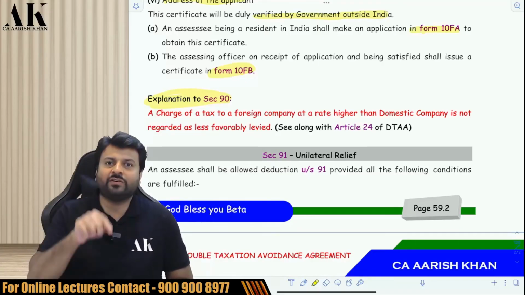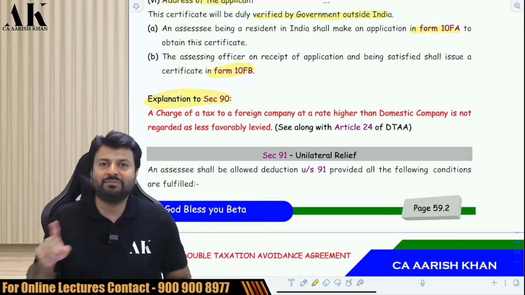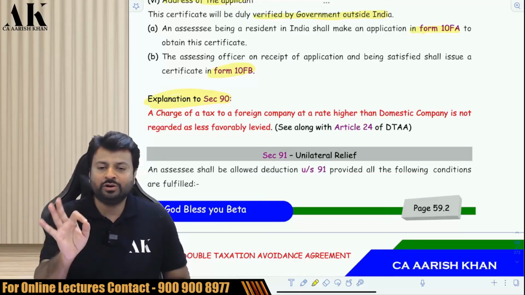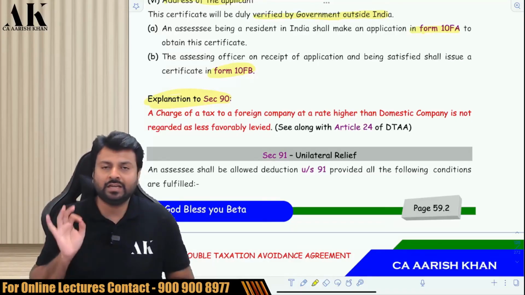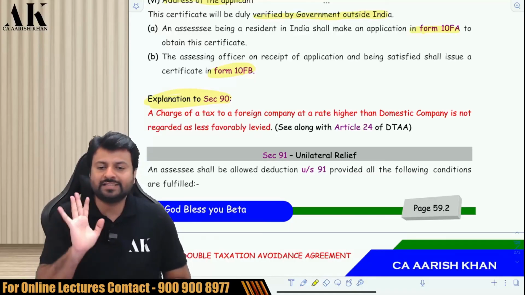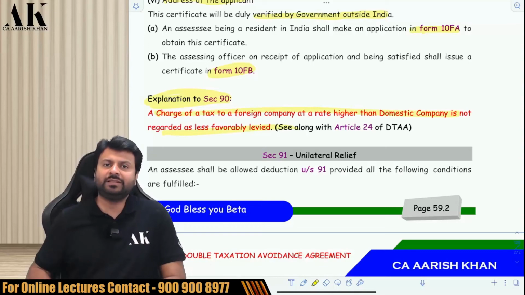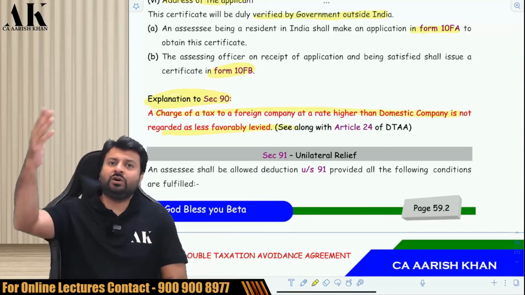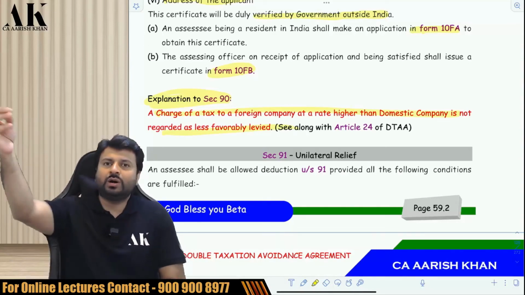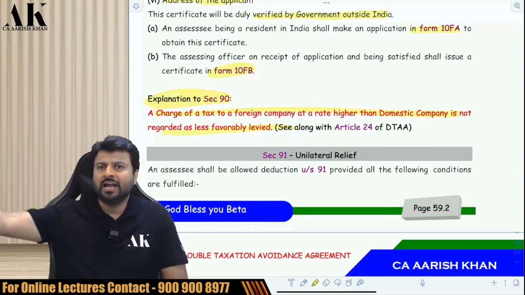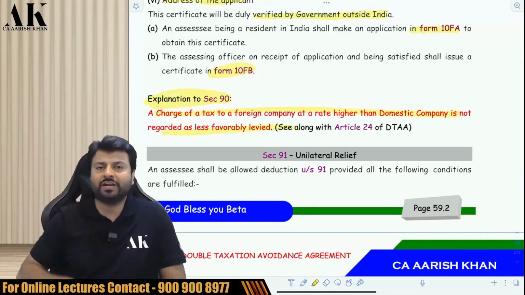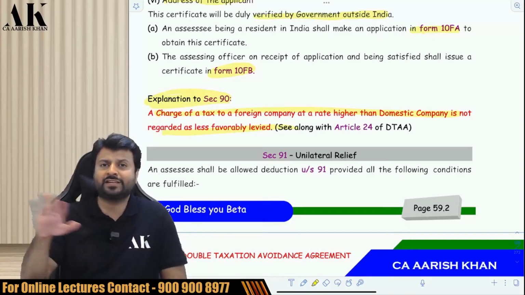If we are charging a foreign company 40% and a domestic company 25% and 30%, don't say that we are less favorable. We are equally favorable. You have to assume that. This is the provision given under the explanation to section 90. There can be a question in the exam where the assessee is making an argument in front of the department: you are charging the foreign company at 40% and the domestic company at 25% and 30%, this is discrimination.